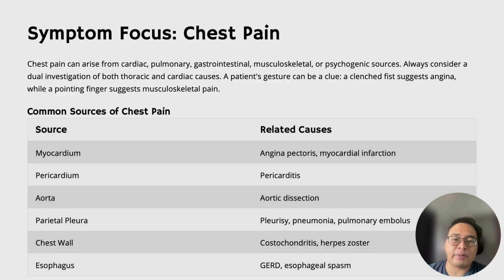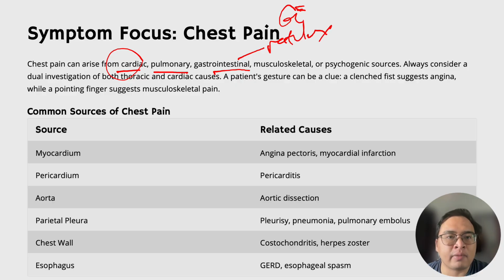Take note that when a patient complains of chest pain, it's not necessarily cardiac in origin. So your differentials are going to be either cardiac, pulmonary, gastrointestinal, for example in the case of reflux or GERD, musculoskeletal, as well as psychogenic causes. Okay? So always consider a dual investigation of both thoracic and cardiac causes because these are the most serious ones. Thoracic, meaning pulmonary, as well as cardiac.